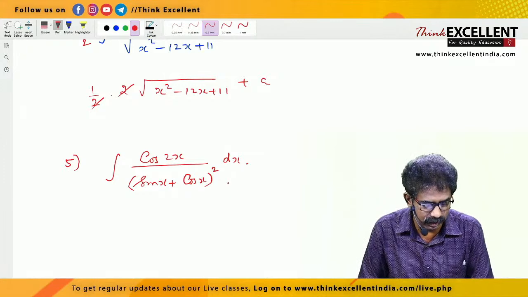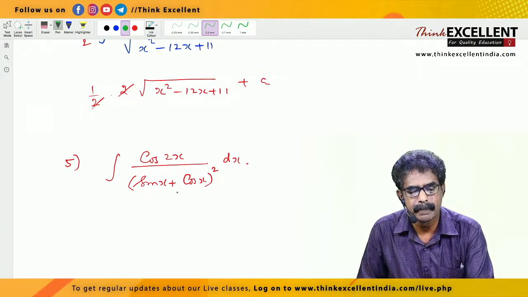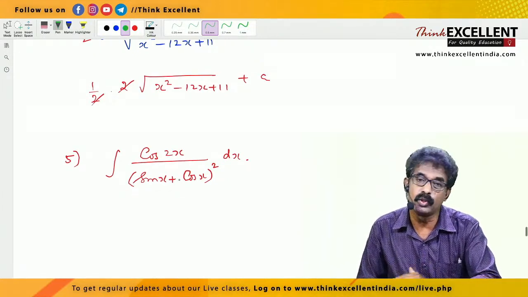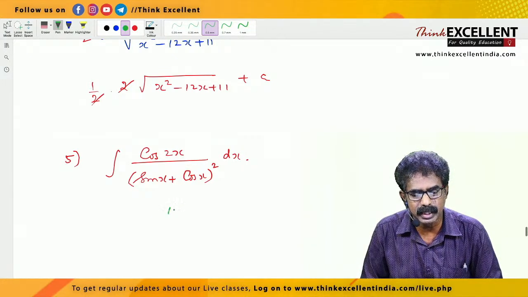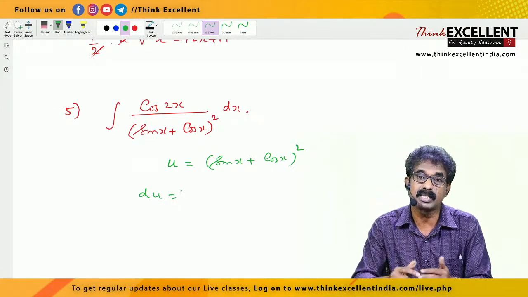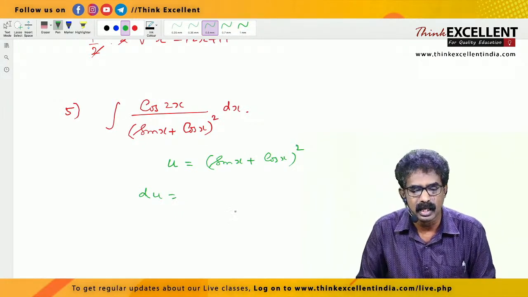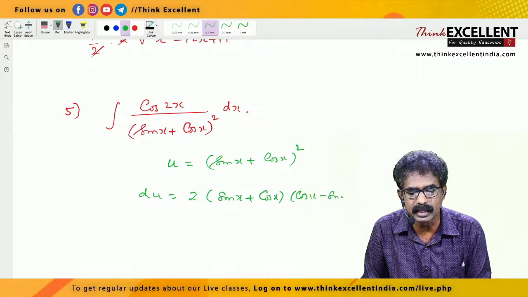This sum can be done in different ways. One method is we can check whether the derivative of the denominator is in the numerator. So I am taking the denominator as u, sin x plus cos x the whole square, right? Let us differentiate, du. This is of the type x square, and x square derivative is 2x, right? So what will come? 2 into sin x plus cos x into the derivative of this. Sin x derivative cos x, cos x derivative minus sin x.